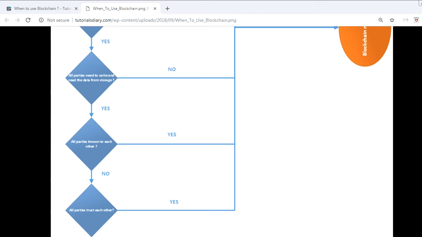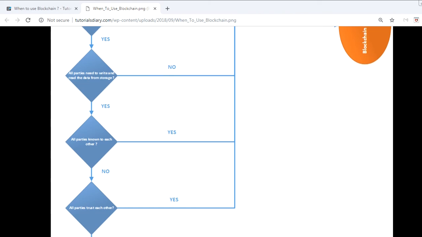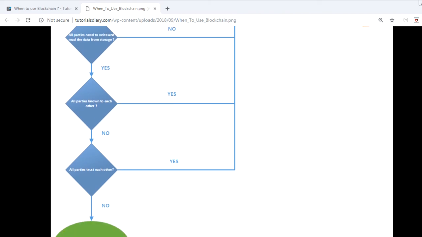People don't know each other. So this is mainly focusing on this one. But still, if you talk about Hyperledger, this is still applicable. It will not matter basically. In Hyperledger, parties are known to each other. In public blockchain, mostly parties are not known to each other. So once you've identified that, then the last question comes: do all the parties trust each other or not?